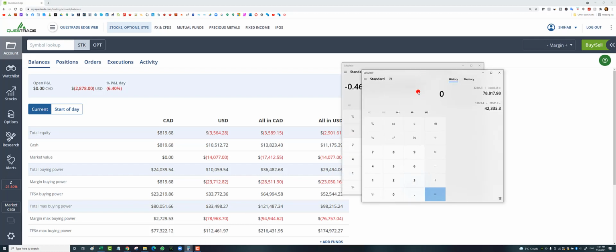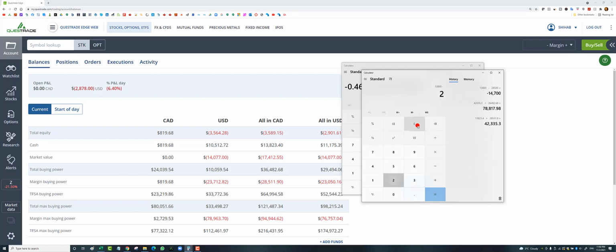So the general formula would be your cash minus your margin buying power. That'll be the buying power that your existing positions are actually using, and then you can compare it with the available buying power, which is this line here, total buying power. So let's do it again. It's 13,823, or just to make it simple, 13,800 minus the 28,511. So that gives me the double negative.